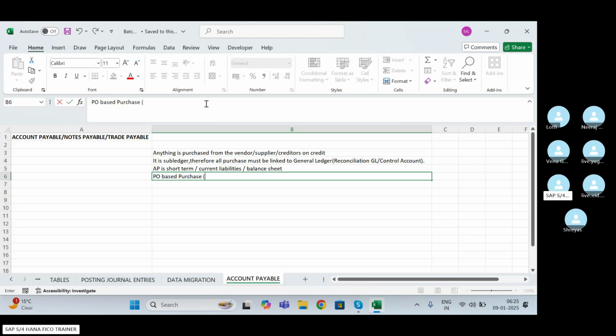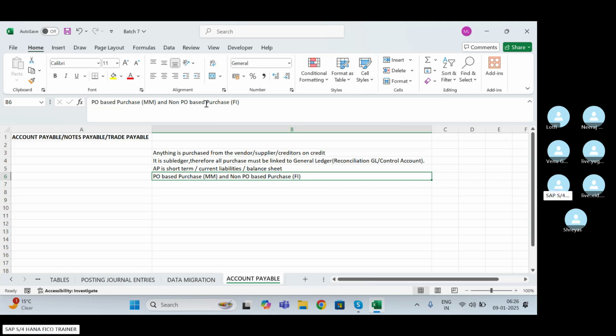It is also known as a material management side purchase, and another is non-PO based purchases. This is known as a FI side purchase. What is called PO based purchase? PO means purchase order based purchase.